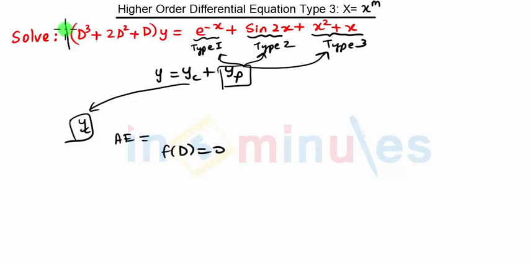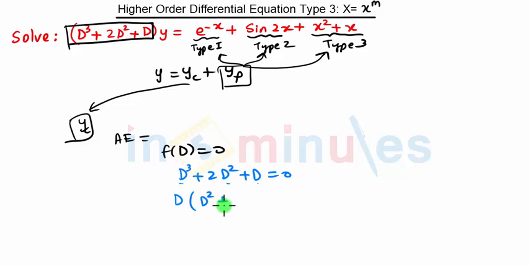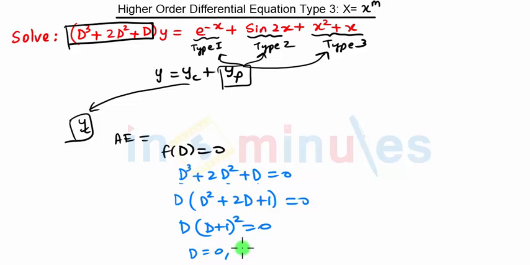What is f of d? F of d is nothing but this part. So f of d is d cube plus 2d square plus d equal to 0. If I take d common from all these three terms, we will get d into d square plus 2d plus 1 equal to 0. So this part is d plus 1 the whole square equal to 0. So our roots are d equal to 0, d equal to minus 1 and d equal to minus 1. Because it is d plus 1 the whole square, minus 1 is repeated twice.